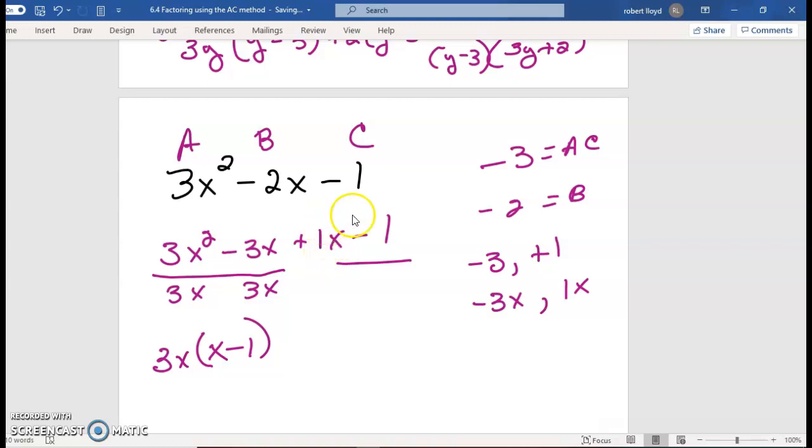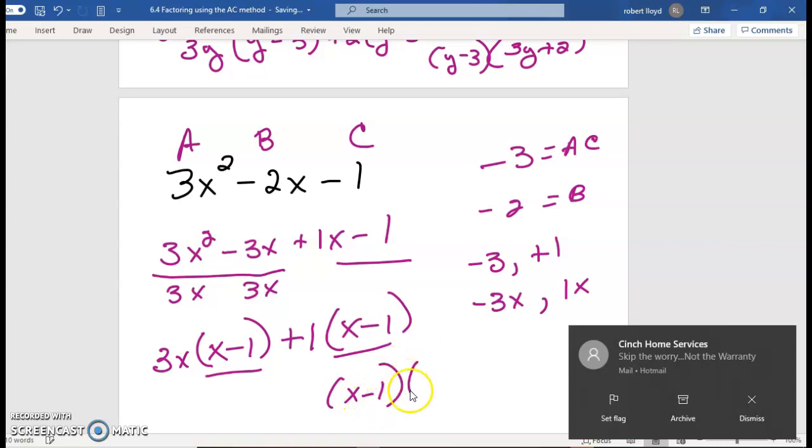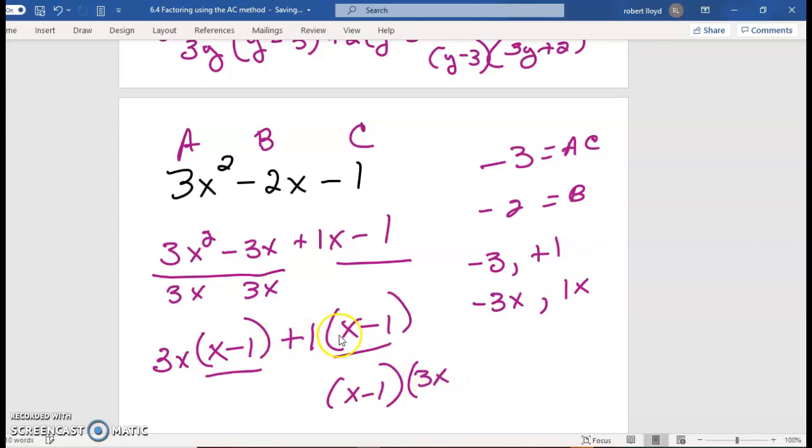Here, we've got 1 and 1, so it looks like, what can we take out of that? Well, the x minus 1 is the same as what we have here, so we're going to take a plus 1 out of it. Remember, you have to take something out of both sets. Now, we can take our common x minus 1. What's left is 3x for the first one, and plus 1 for the second. Remember, you can always check by foiling this back and see if you get the original polynomial.